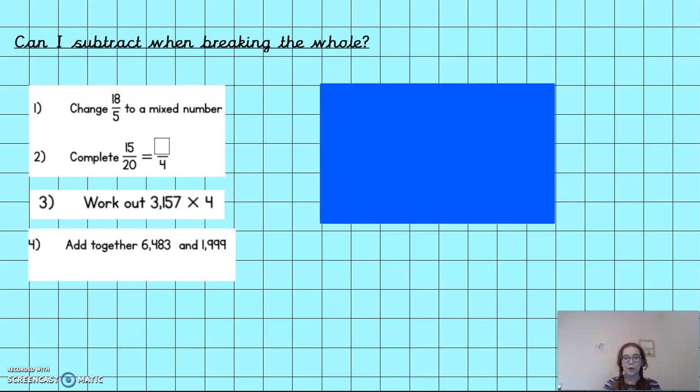Hello Year 5, welcome to today's maths lesson where we are looking at subtracting fractions when we are breaking the whole. And I will tell you what that means exactly in a moment.